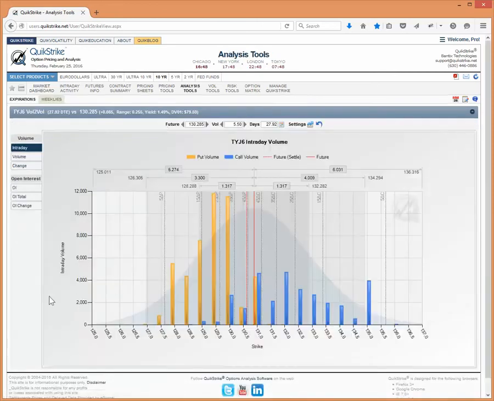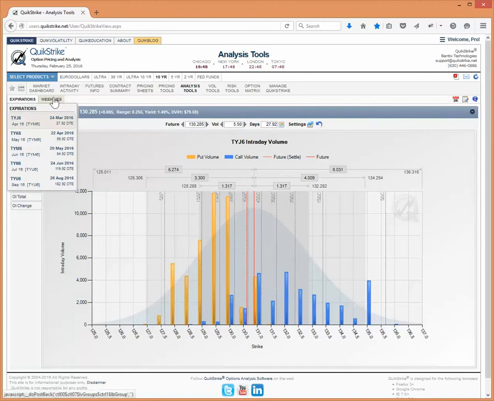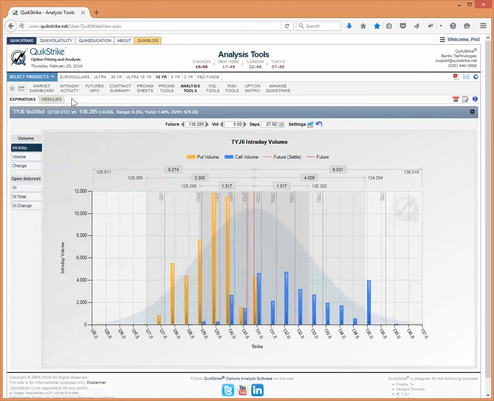Let's go over the page in general like we usually do. We have our expirations that we can choose to view over here, and underneath the expiration section, as well as the weekly expirations in the case of the treasuries. We have clickable symbols in the title bar, so this will bring up the expiration pop-up as well as the futures pop-up.